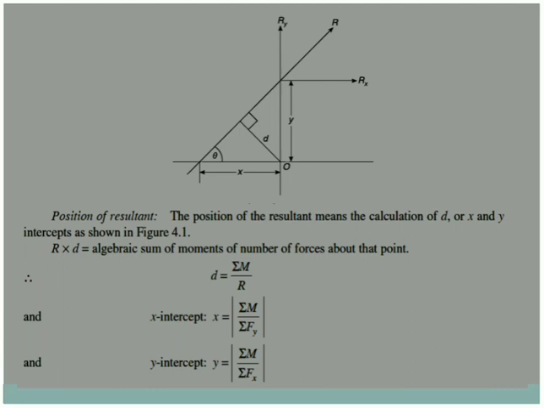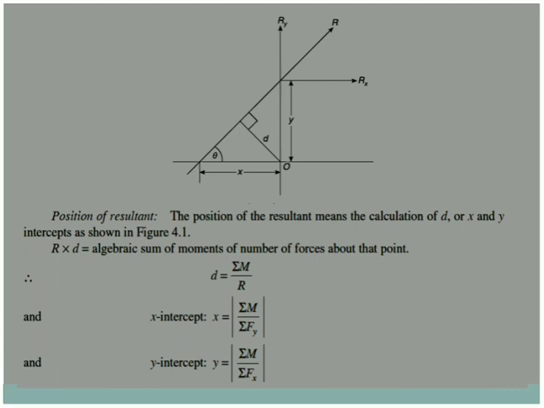Firstly, R into D is equal to algebraic sum of moments of number of forces about the point. What is R? R is the resultant. What is D from the figure? It is the perpendicular distance. Okay. Now, how will we get the resultant? Resultant is the action of number of forces. Okay. So, R into D is the moment of the resultant.